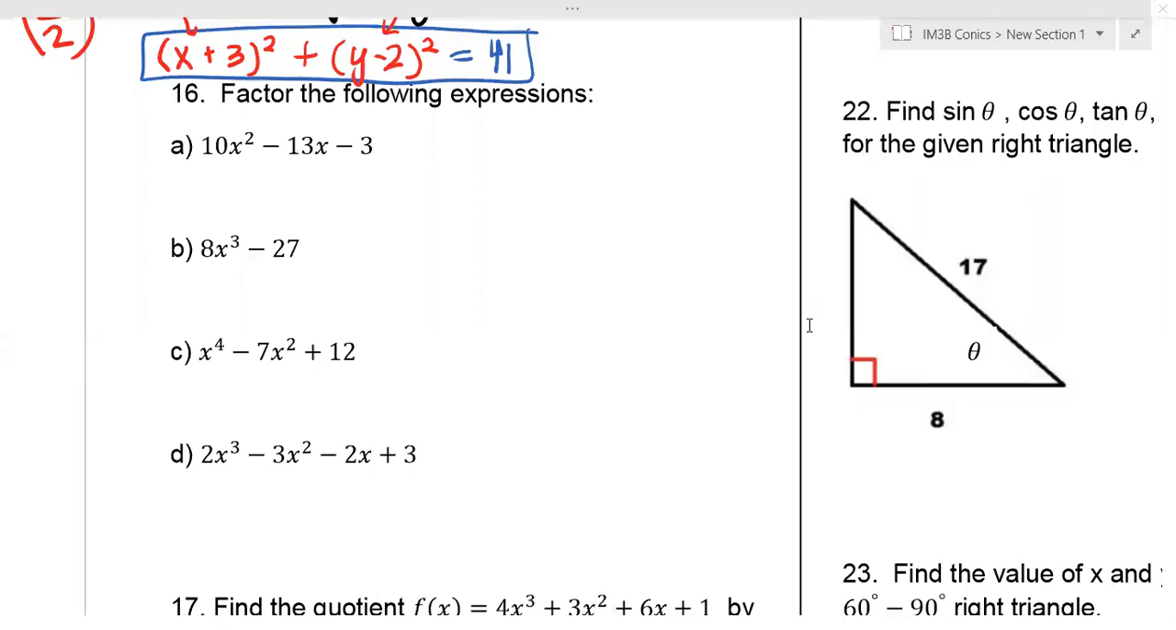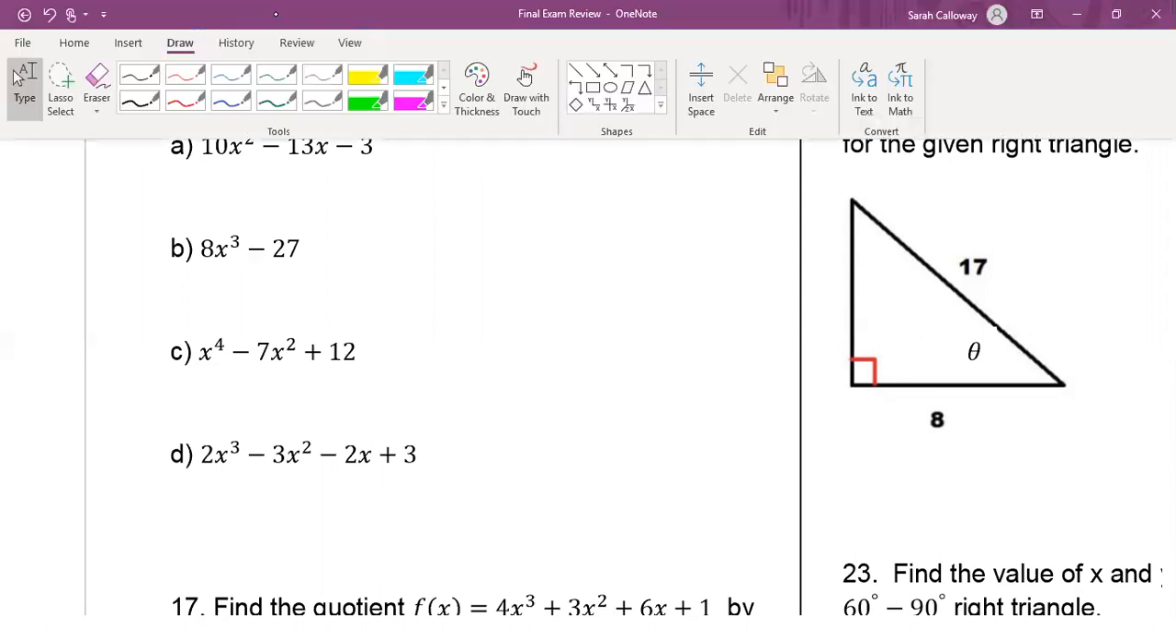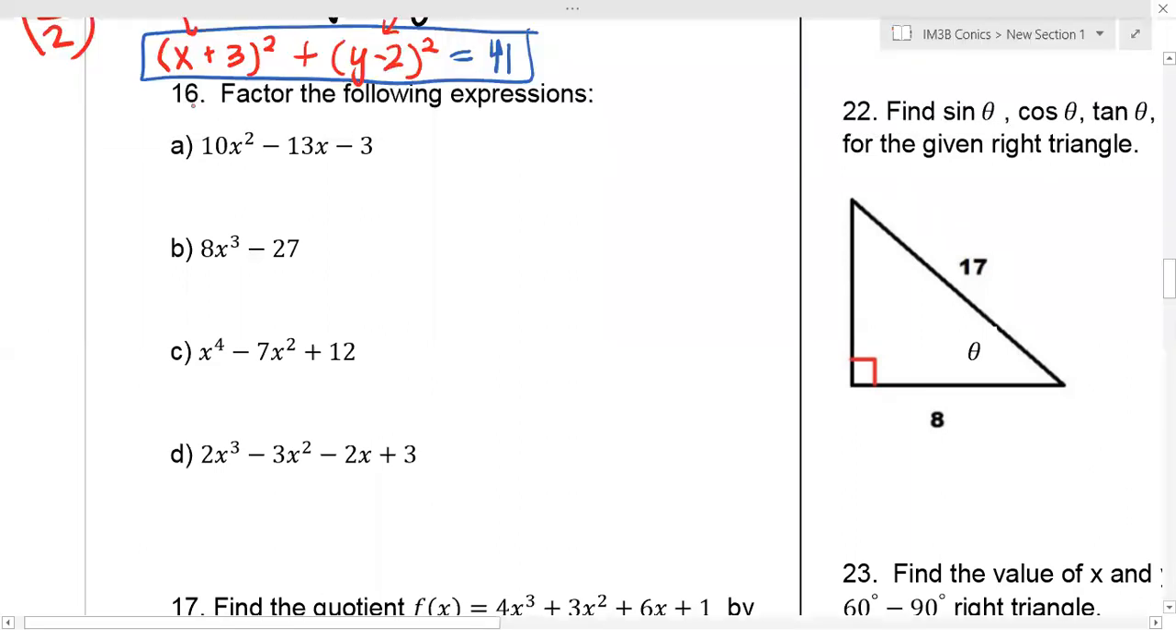Okay, so now we're starting number 16 on the end of course review. So these are asking us to factor, which are the things that we did at the very beginning of the school year in our review of factoring unit. So we have a couple different things happening. The first one is a quadratic when A isn't 1.